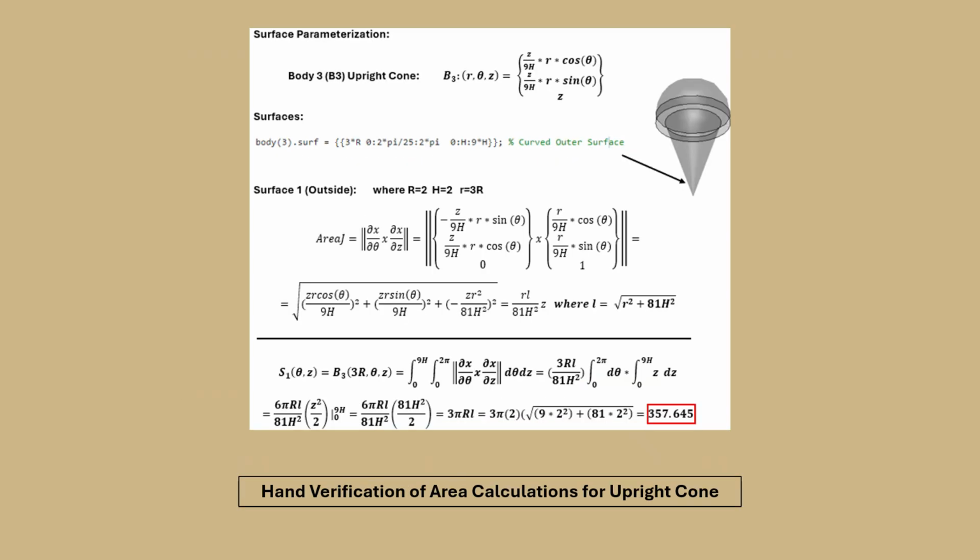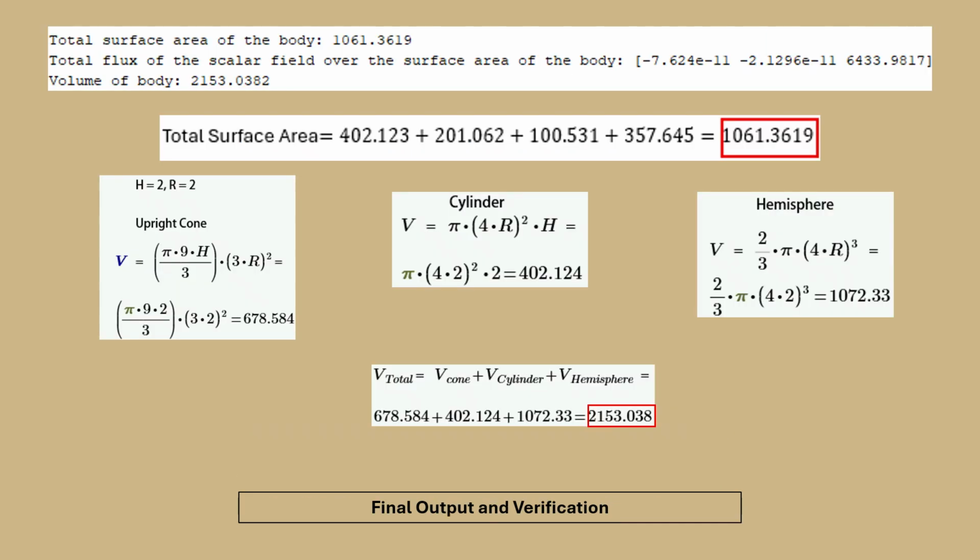Next are the surface area calculations for my cone, where the body and surface are defined at the top of the slide. There is one surface to solve for, which is just the outer surface of the cone. I took the Jacobian with respect to theta and z, which resulted in a value of RLZ over 81h squared, where L is the square root of r squared plus 81h squared. The surface area calculation integrates over theta and z, since the radius of the cone is 3r at the base, and results in a value of 357.645.